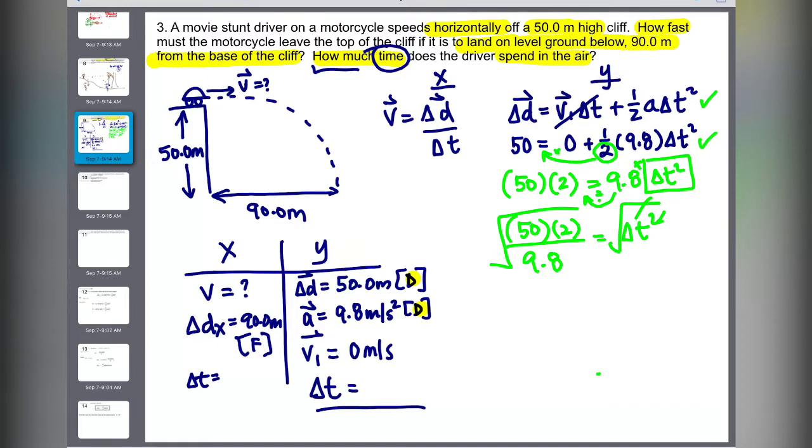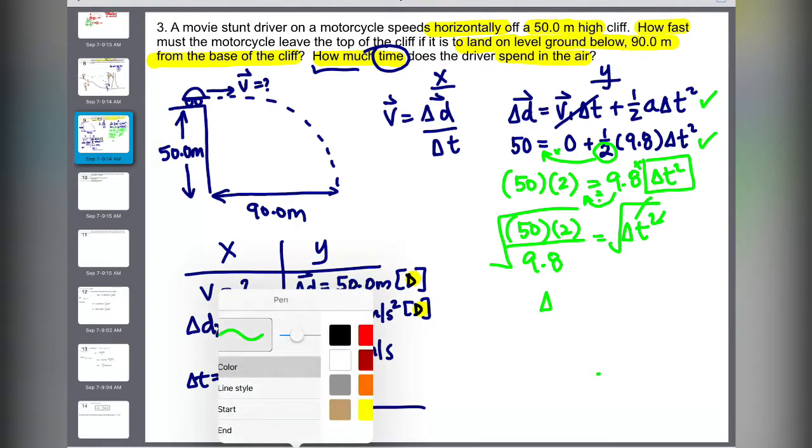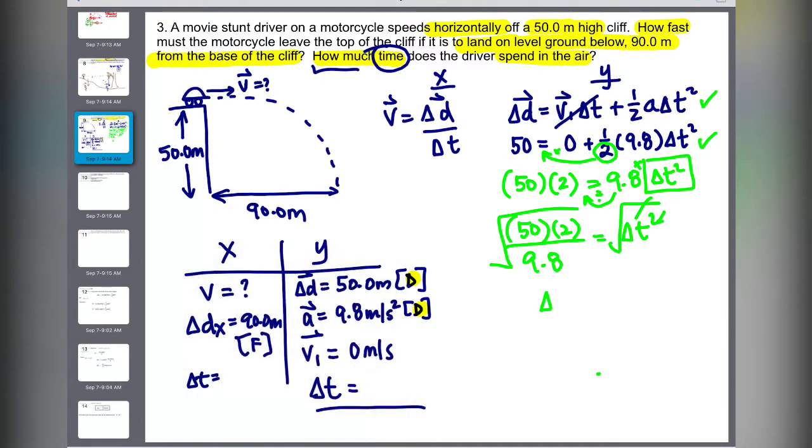So 3.19438. So the answer for t, I'm going to now change this back to the blue colors because this is the one that I do need you to write out. Okay, so delta t is equal to 3.194 and so on.